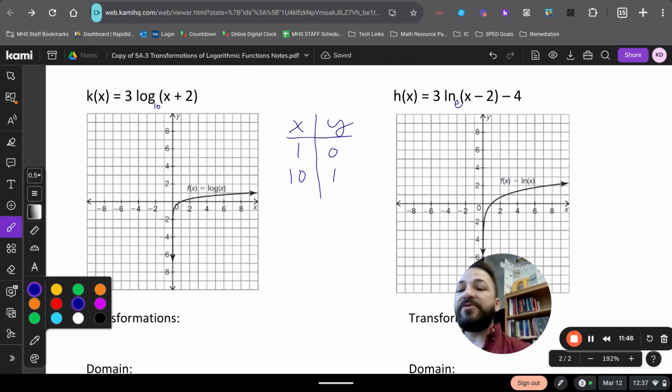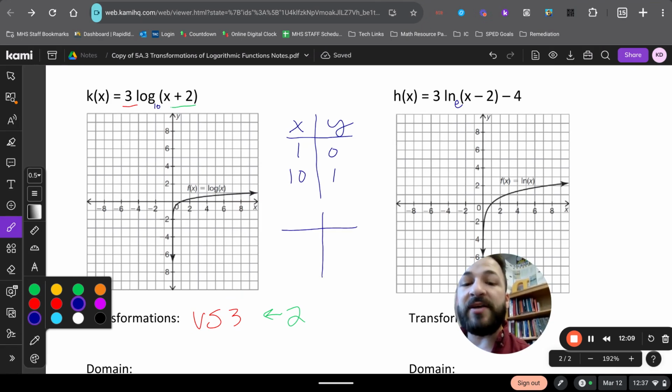So let's identify some transformations. Our transformation of 3 would be a vertical stretch by 3 since it's an a value in the front. And this plus 2 on the inside would be a shift left by 2. Since we have it inside, it's a c value. So let's transform these points just to help us out a little bit. Our left by 2 would subtract 2 from our x values. So that would give us a new set of x values of -1 because 1 minus 2 is -1, and 8 because 10 minus 2 is 8.